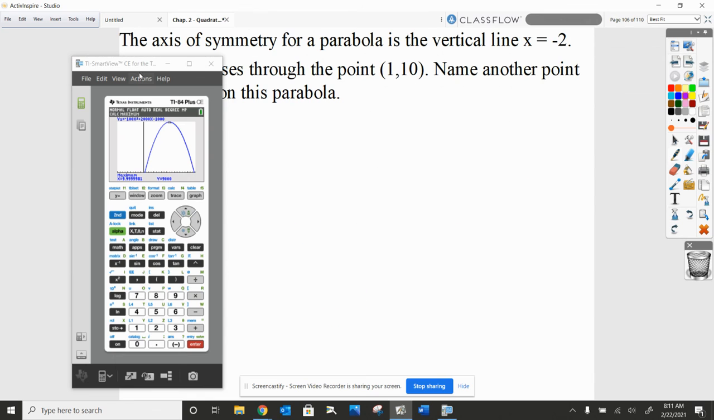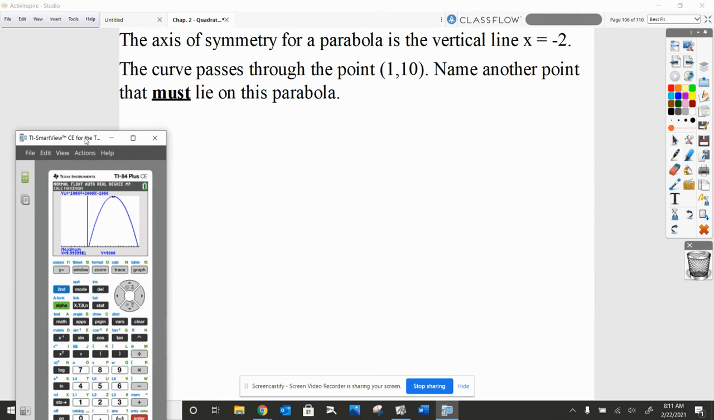Okay, last problem. This one is more of a thinking problem, and I suggest for this one that you just draw a little diagram for yourself, okay? So let's see. The axis of symmetry for some parabola is the vertical line x equals 2. So it goes through, oh, not 2, sorry, negative 2. So we're on the other side there. Okay, there we go, negative 2. All right, so we're down here.